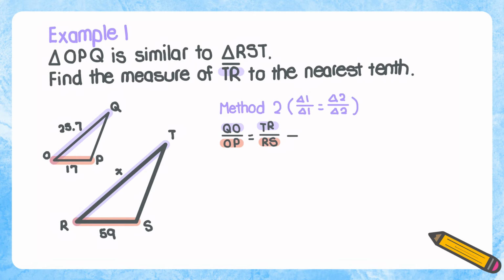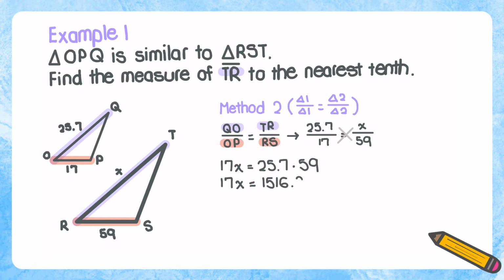So in this method, we're batching by triangles. Now let's replace these with the actual given side lengths. So 25.7 over side OP is 17 equals x over 59. We're going to cross multiply, and we get that 17 times x, so 17x equals 25.7 times 59. Notice how this is the same exact thing as we had earlier when we used the first method. So I'm going to fast forward this part, but please let me know if you have questions on any of these steps.